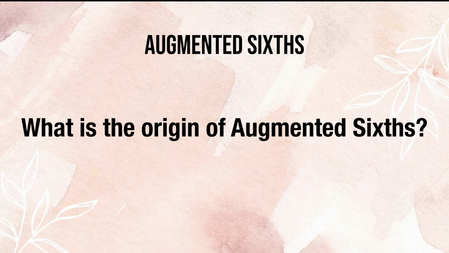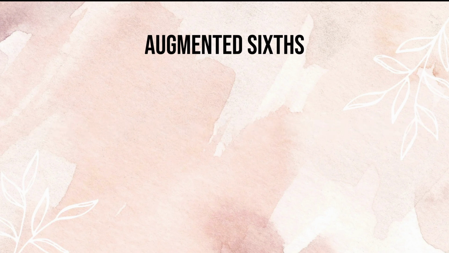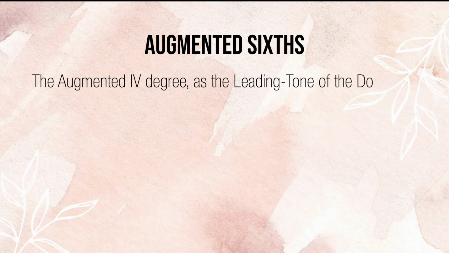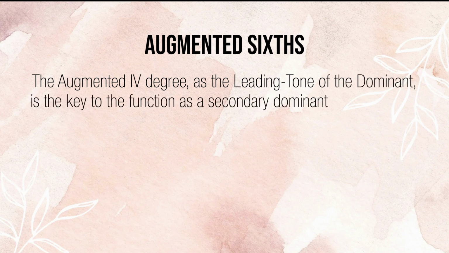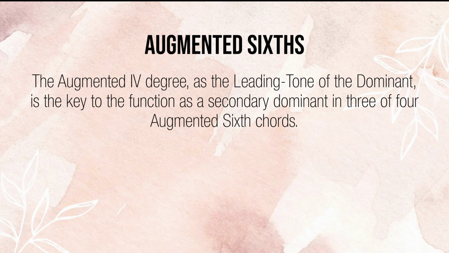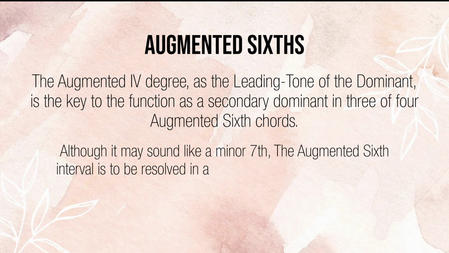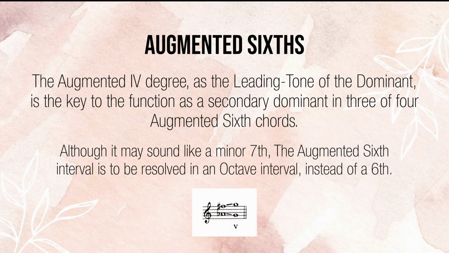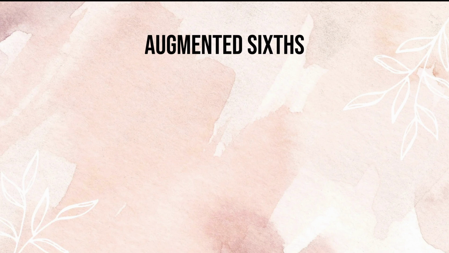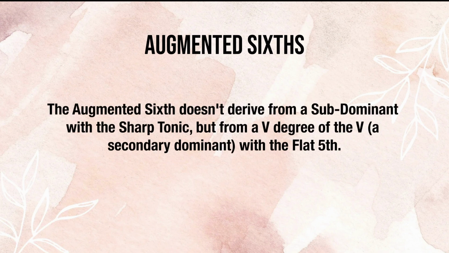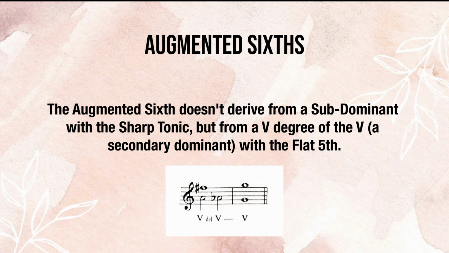What is the origin of augmented sixths? The augmented 4th degree, as the leading tone of the dominant, is the key to the function as a secondary dominant in 3 or 4 augmented sixth chords. Although it may sound like a minor 7th, the augmented sixth interval is to be resolved in an octave interval instead of a sixth. The augmented sixth doesn't derive from a subdominant with the sharp tonic, but from the 5th degree of the 5th, a secondary dominant, with the flat 5th.